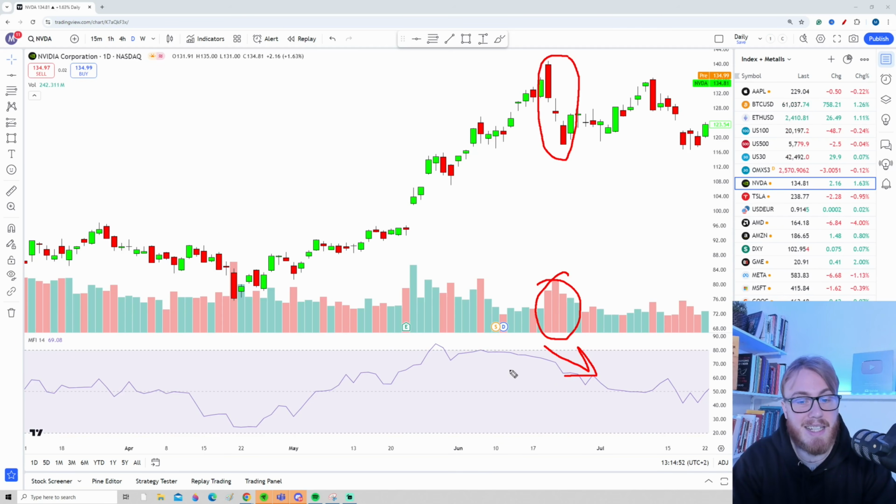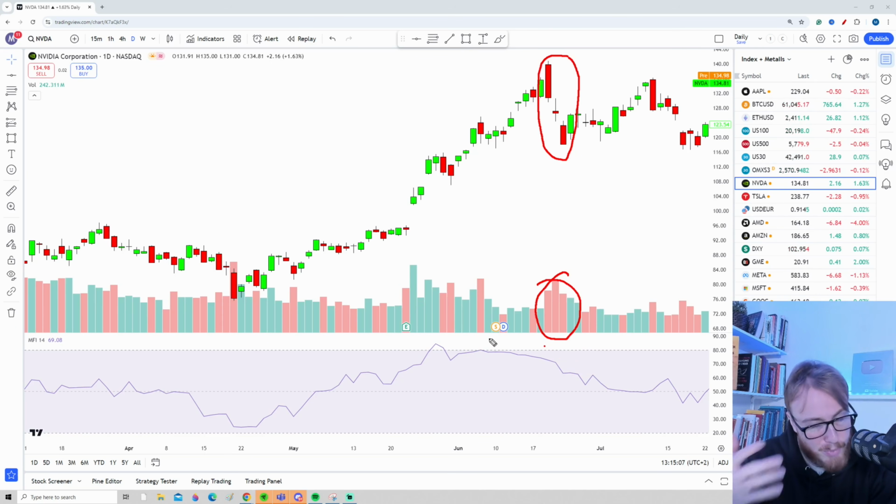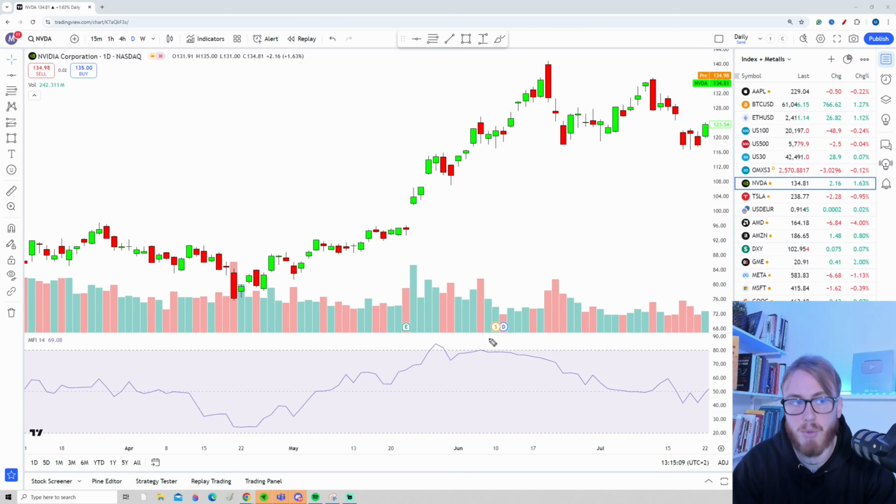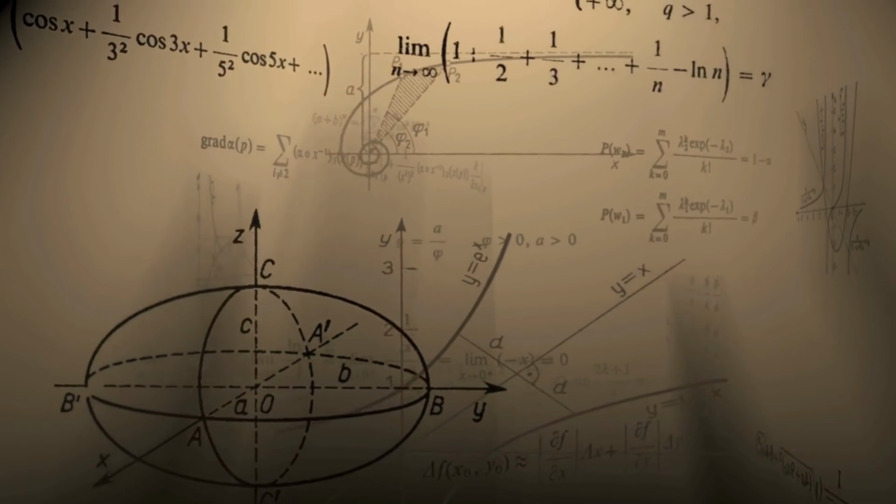So it's basically a combination of price and volume, and the volume makes the indicator move either faster or slower. So it's basically volume multiplied by price. It's a bit more complicated, but I won't go into detail into the exact calculation here.